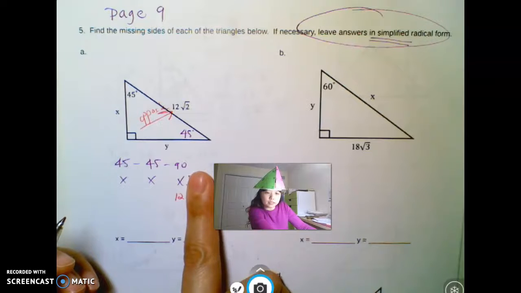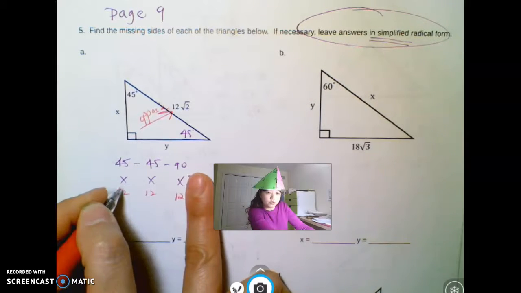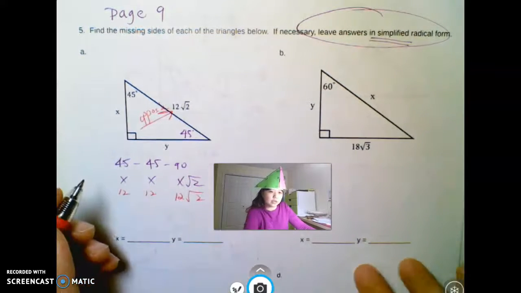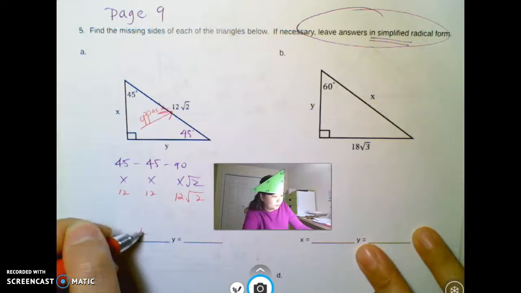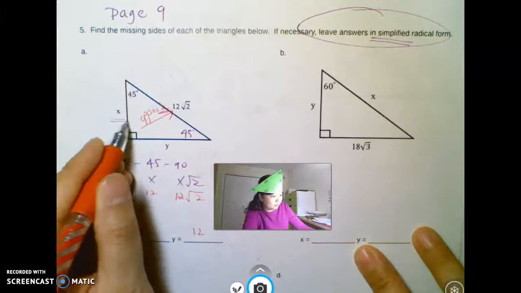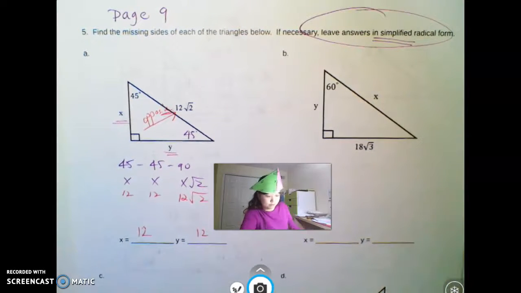What is my x? Do you see? X must be 12. So this is 12, this is 12. X is all 12, except this one has square root of 2 next to it. So in this case, opposite of 45, they're both 12s. Opposite of 45 is 12. Let's take a look at B.